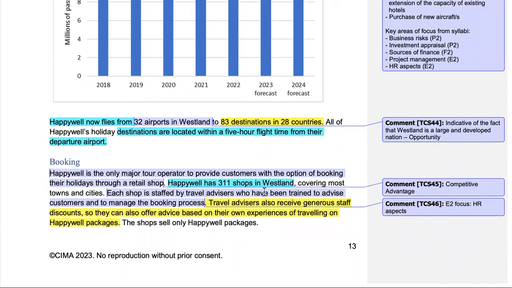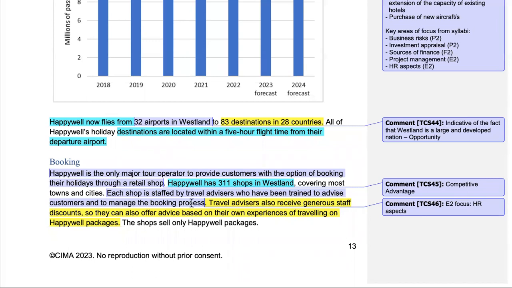And Happywell has 311 shops in Westland, especially when you look at the baby boomers. They do not trust the internet, so they prefer to walk into a retail shop and fulfill their holiday related needs. These baby boomers are usually the wealthy customers when it comes to the tourism sector. So in such a context, we are in a position to generate significant revenue growth because we are fulfilling the needs of these customers. So that's something positive about the company.